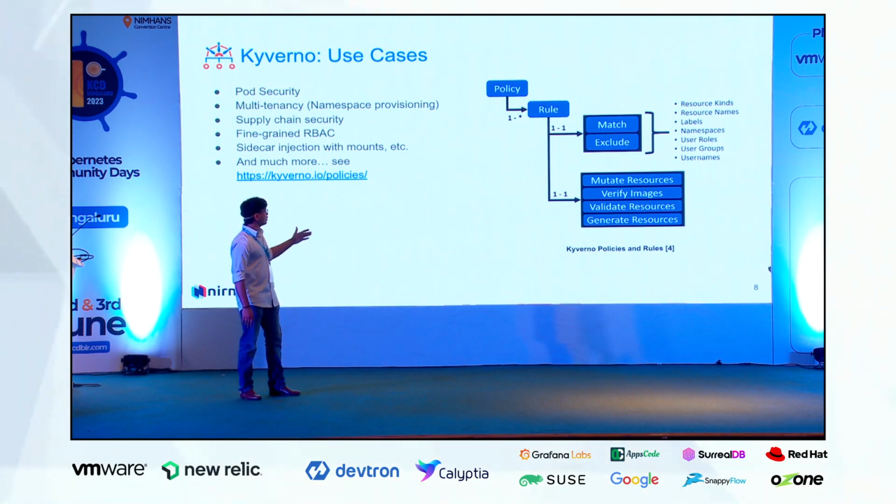Over pod security, there's also multi-tenancy. You can have namespace provisioning, that is, you decide what namespace is allocated to, let's say, which team, and what are the permissions over them. You can granularly control what resources they can create, they cannot create, and so forth.